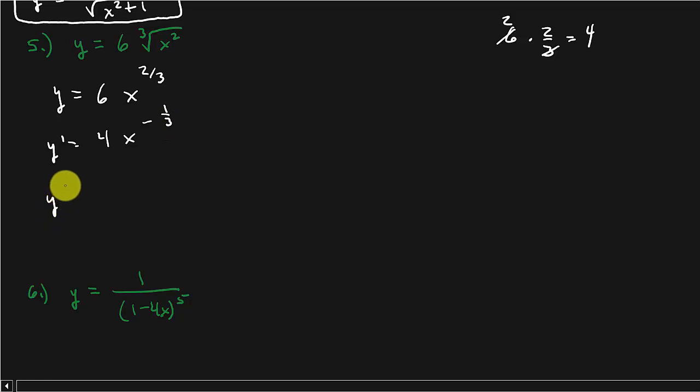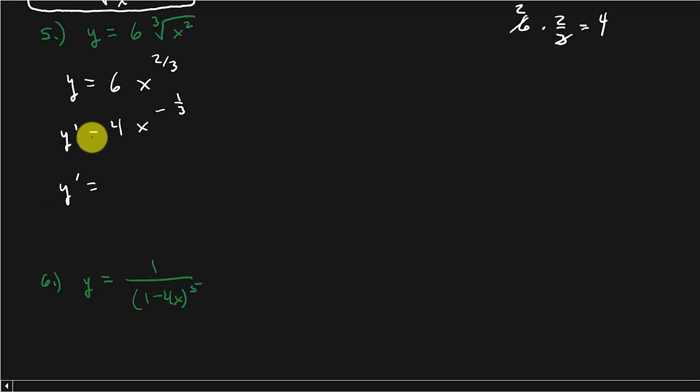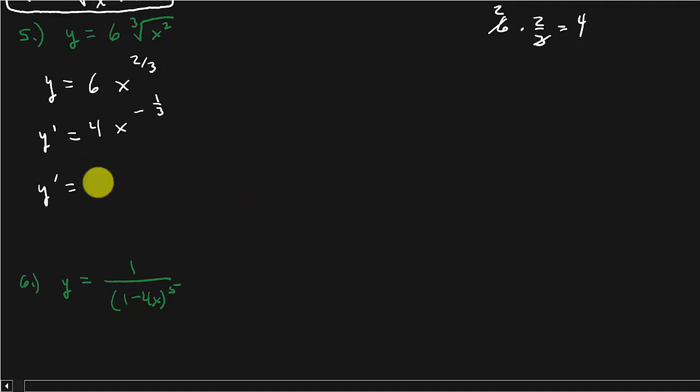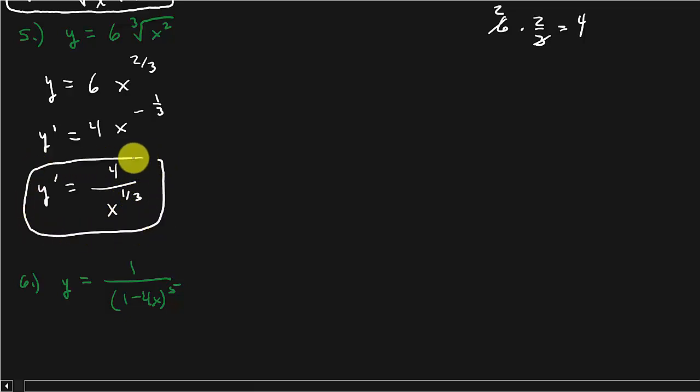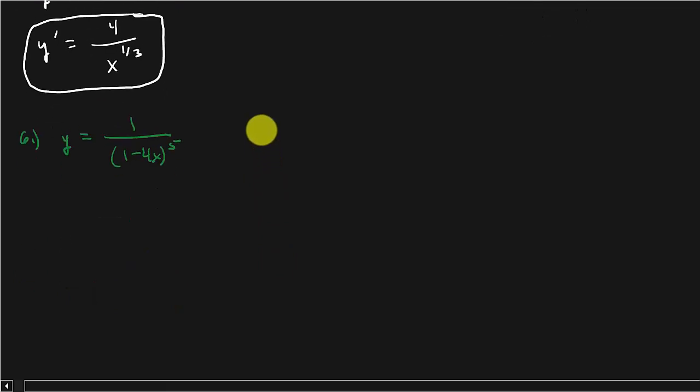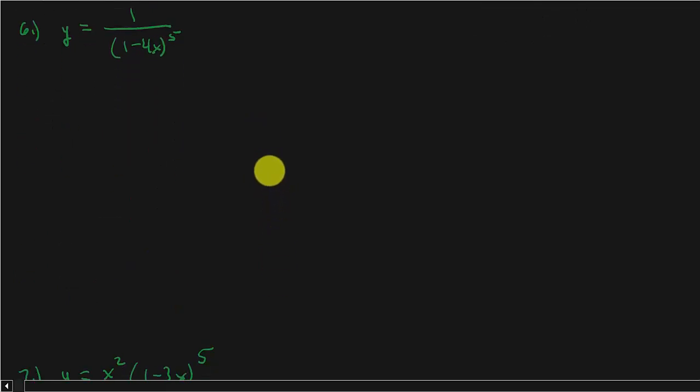So I get y prime is equal to 4 over x to the 1/3. And there's your answer. All right. I didn't leave myself a lot of room on these problems, did I? All right. So what about this one?